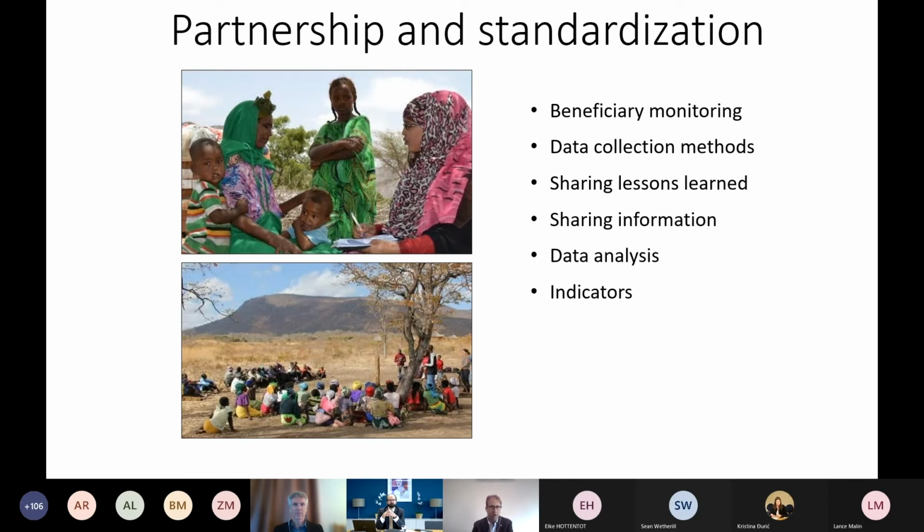It's about partnership and standardization. Inevitably, partnerships do encourage and to some degree demand standardization. Partnerships amongst ourselves, partnerships with donors, partnerships with national authorities, and perhaps most importantly, partnership with the communities where we're working. Beneficiary monitoring is part of this. Our data collection methods. We do share lessons and want to share lessons as we go along. We want to share information. We can think about how we analyze data. And in the course of our work, we do try to improve our indicators as we go along. Next slide, please.